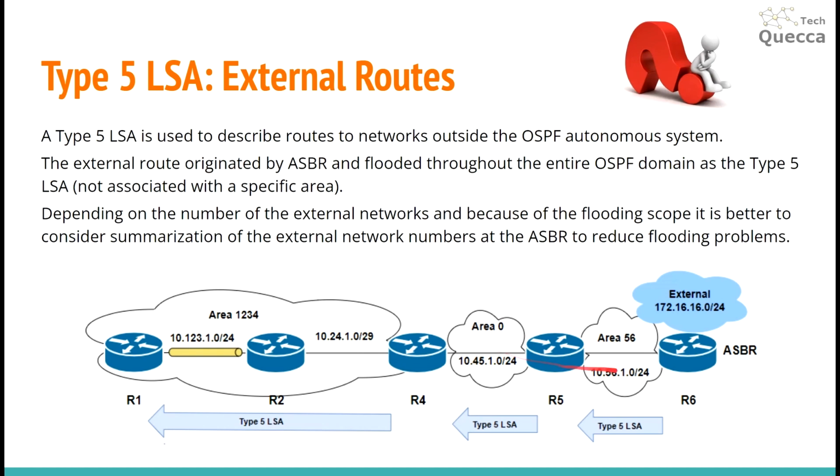Let's look at our network. This router R6 is the ASBR because it has an external network connected. R6 generates or creates the Type 5 LSA and floods it throughout all areas, or the OSPF domain.